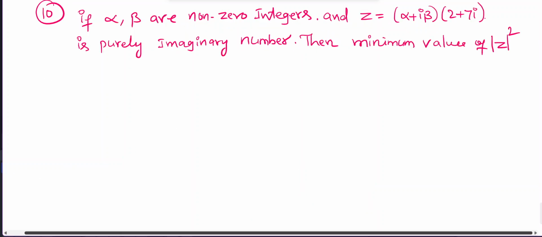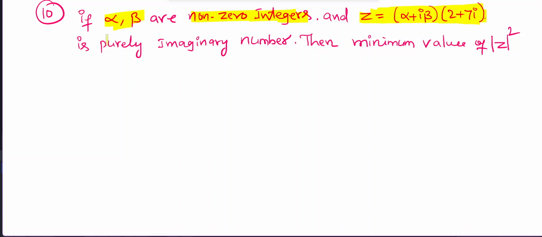This is 10th problem from complex numbers. Here is given alpha, beta are two non-zero integers and z is equal to alpha plus i beta into 2 plus 7i is a purely imaginary number, then the minimum value of mod z square is dash. Purely imaginary number means real part is equal to 0.